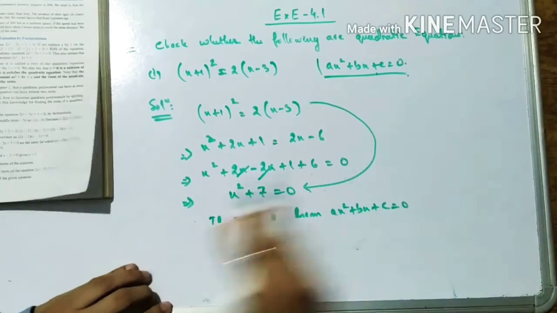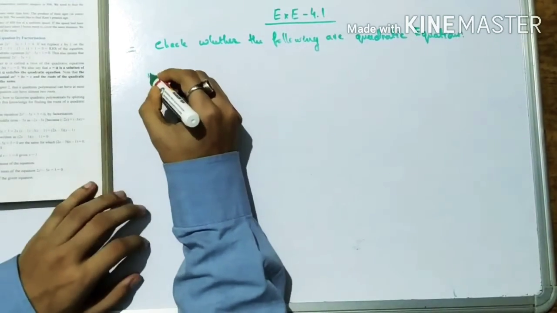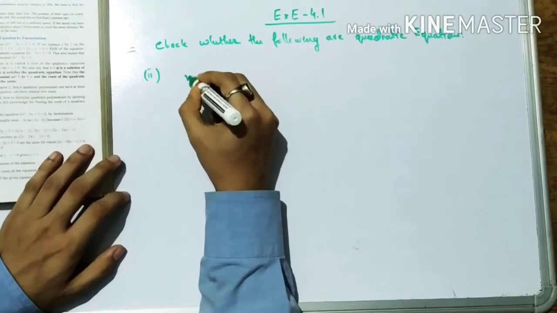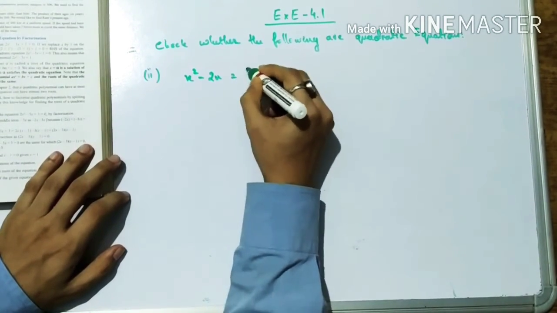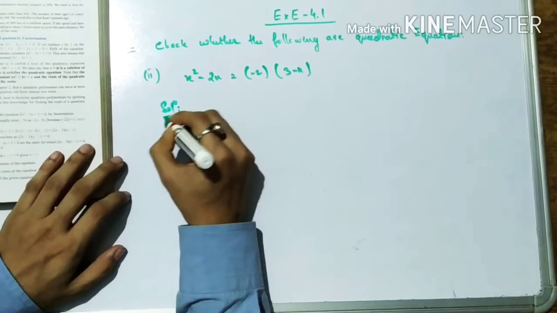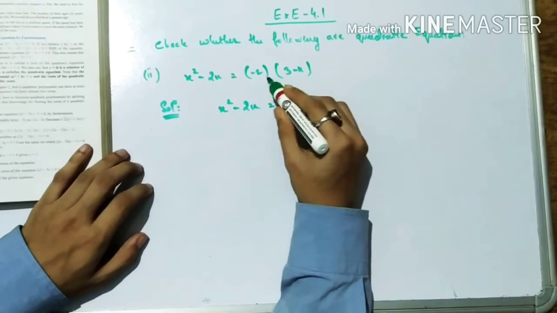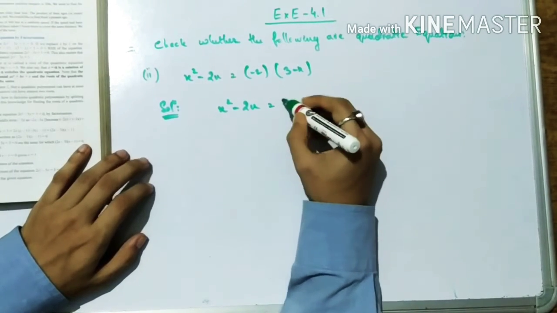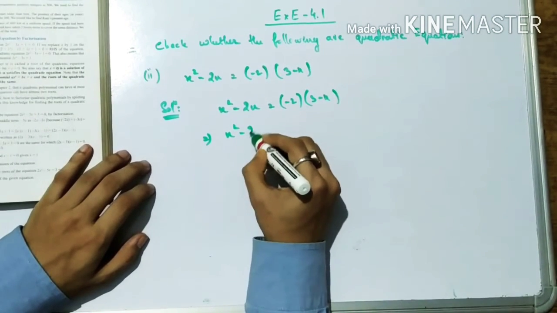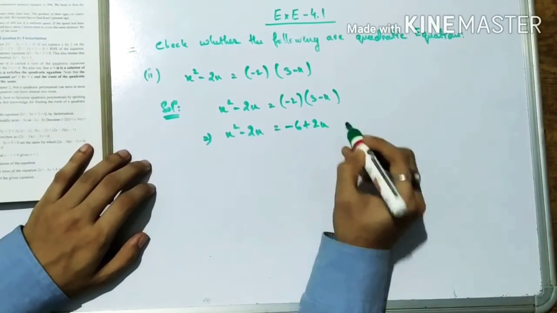I hope you have understood. Next I will go to question number 2. So question number 2, here you see, x square minus 2x is equal to minus 2 (3 minus x). So this is our solution. x square minus 2x is equal to minus 2 (3 minus x). If I multiply this one, I will get minus 6 plus 2x.